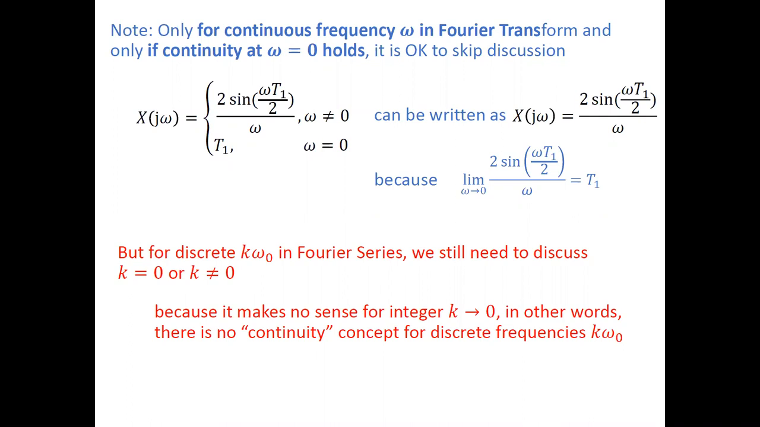But this kind of simplification cannot be applied to the Fourier series we learned in the last chapter. Because in Fourier series, what we had is not a continuous frequency. It is a set of discrete frequencies, k omega zero, for integer k's. Therefore, it doesn't make sense for integer k to go to zero, right? Because integer k can only be one and then it jumps to zero. It cannot approach infinitely close to zero. In other words, there is no concept of continuity in the domain of discrete frequencies k omega zero. That's why for Fourier series, you still need to discuss whether k equals zero or k is not zero.